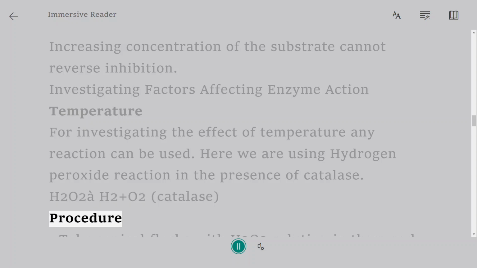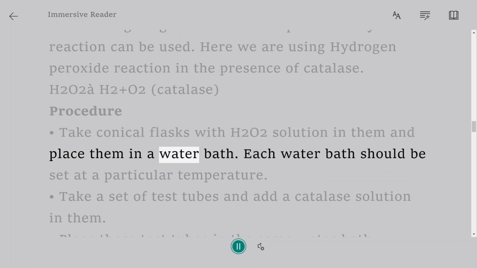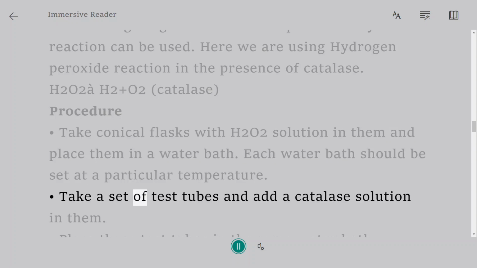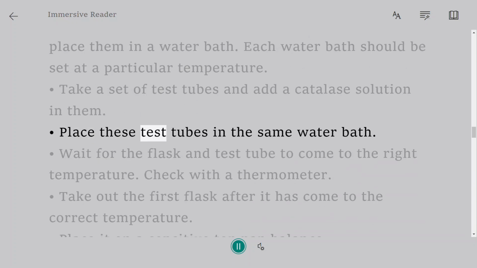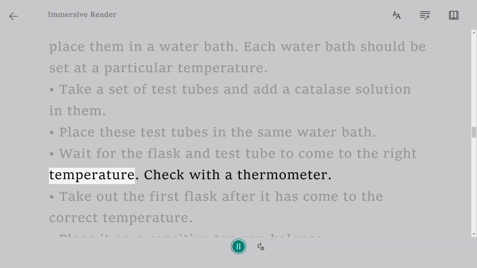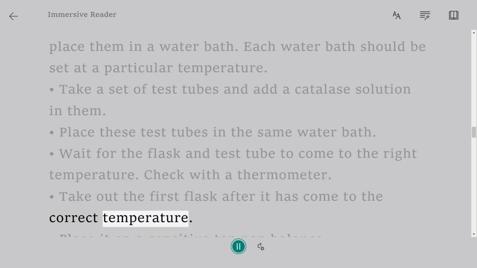Procedure. Take conical flasks with H2O2 solution in them and place them in a water bath. Each water bath should be set at a particular temperature. Take a set of test tubes and add a catalase solution in them. Place these test tubes in the same water bath. Wait for the flask and test tube to come to the right temperature. Check with a thermometer.